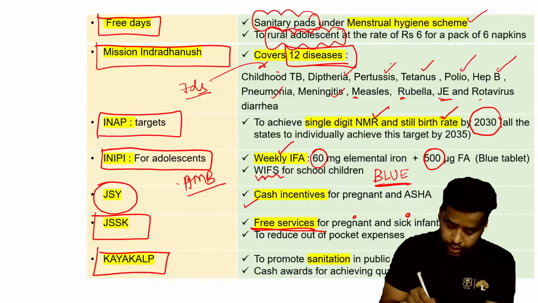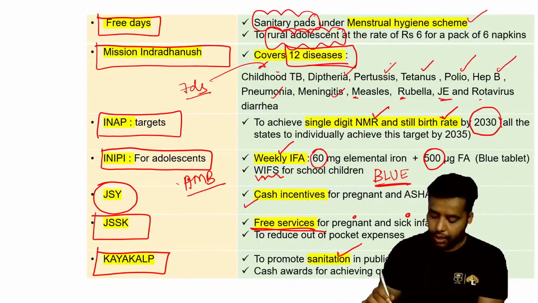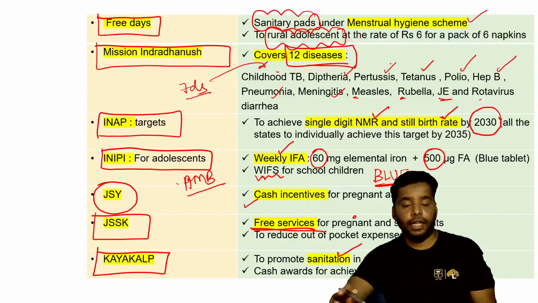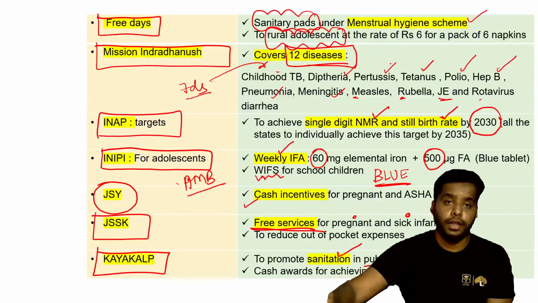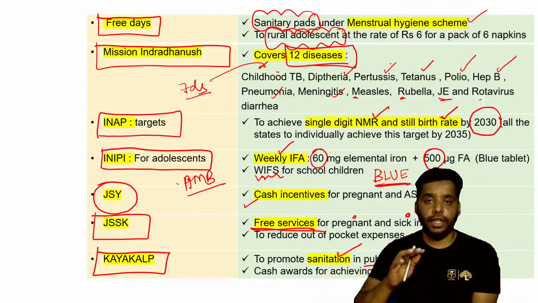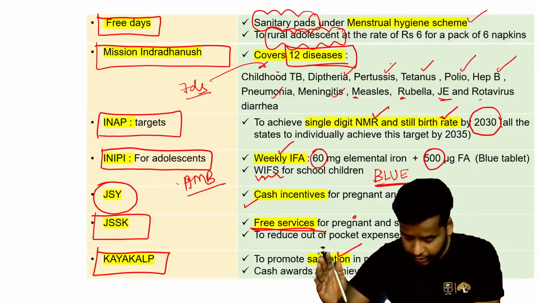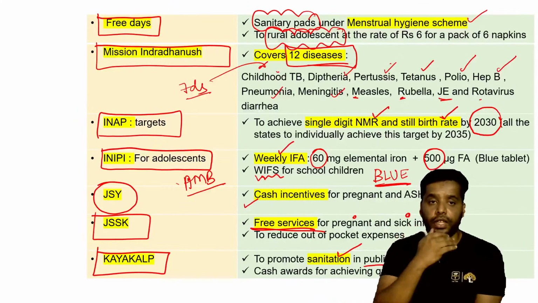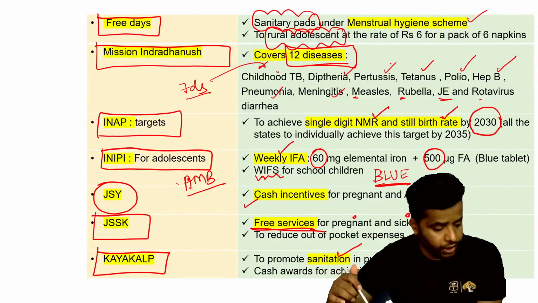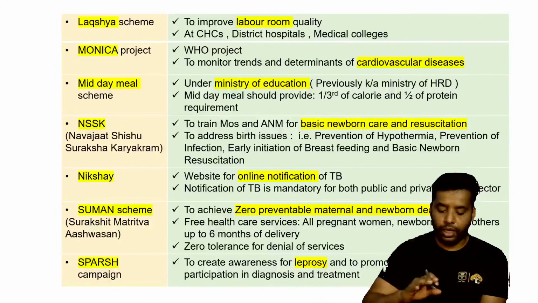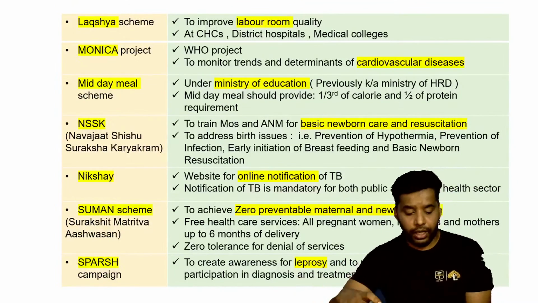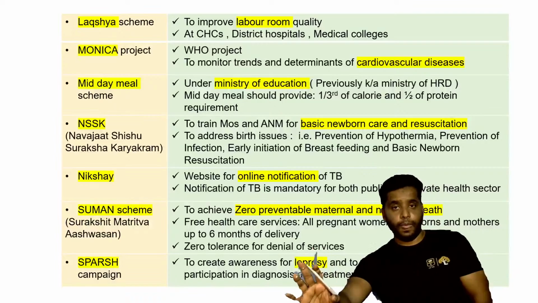Kayakalp initiative is to promote sanitation in public health hospitals. All the government hospitals, the internal and the external. Public health facilities means hygiene is important. That hygienic conditions, sanitation is maintained or given by which initiative? It is Kayakalp initiative. For maintaining proper quality and hygienic conditions, Kayakalp awards are also being given.